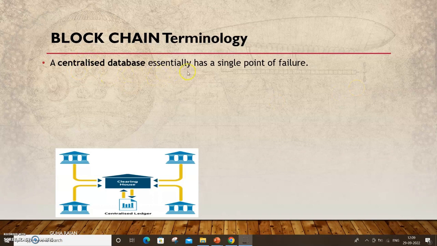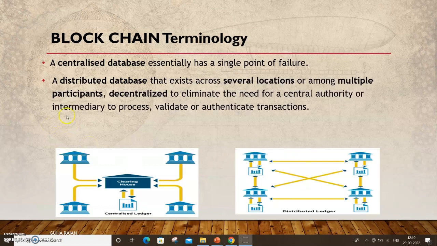A centralized database essentially has a single point. This is the normal traditional model in which multiple clients can access the centralized ledger or centralized database. It is one single database, so multiple people access it. Once a transaction is committed into the database, the others will also see the same transaction, provided they have access to the database. Whereas a distributed database, which is a blockchain, exists across several locations or among multiple participants, decentralized to eliminate the need for a central authority or intermediary to process, validate, and authenticate transactions.